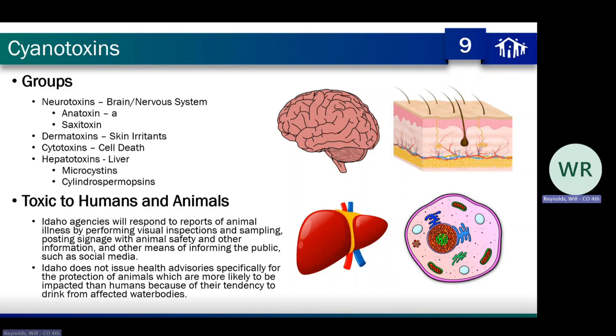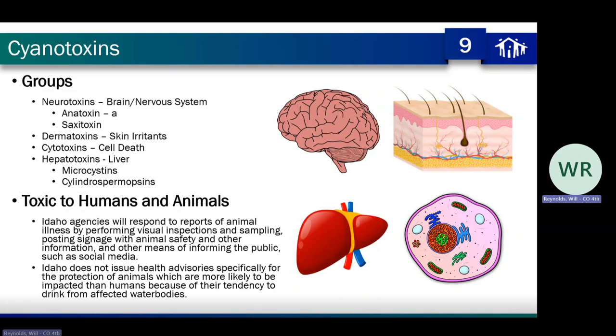Cytotoxins lead to cell death, and hepatotoxins primarily affect the liver. So these would include microcystins and cylindrospermopsins. Microcystins and cylindrospermopsins are the two cyanotoxins that we have recreational health advisory levels as well as drinking water health advisory levels for. And we'll get into that a little bit more as far as the details in just a moment.